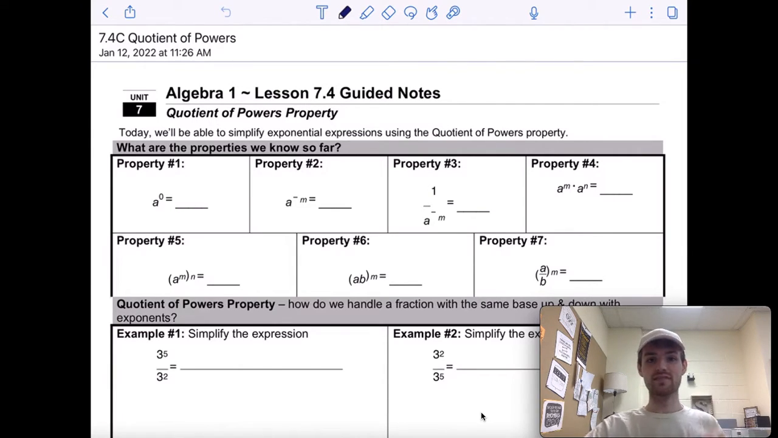Here we go. 7.4, we're learning another property called the quotient of powers. We'll talk about that here in a bit, but before, let's recap with the properties we know.